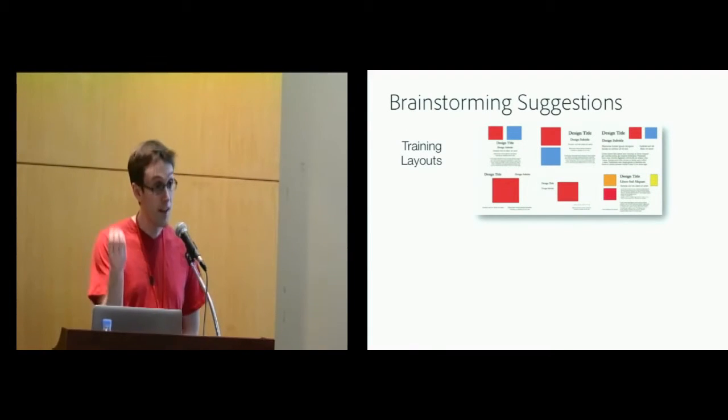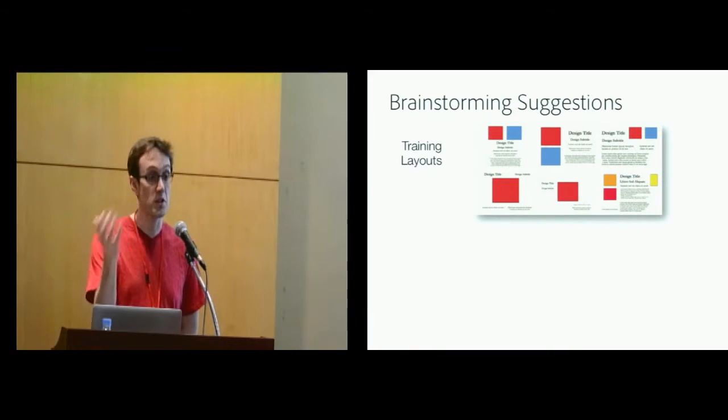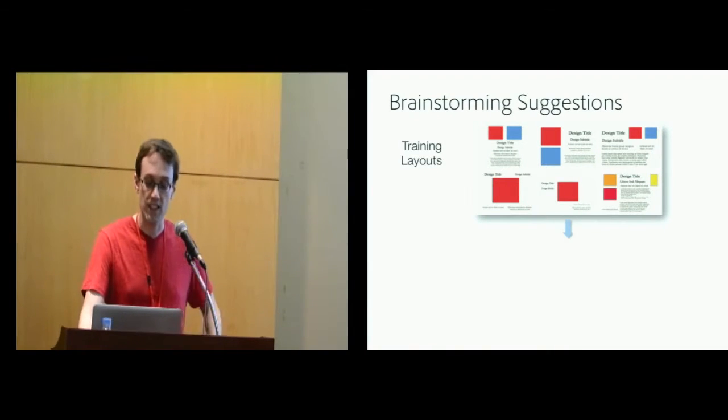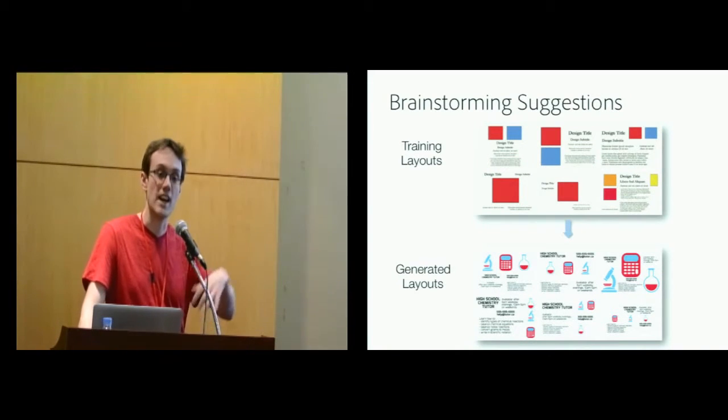To generate brainstorming suggestions, we use a machine learning approach, which learns a parameter space for our model, given a set of training layouts, and we then sample this parameter space in order to generate new layouts with a diverse set of styles.